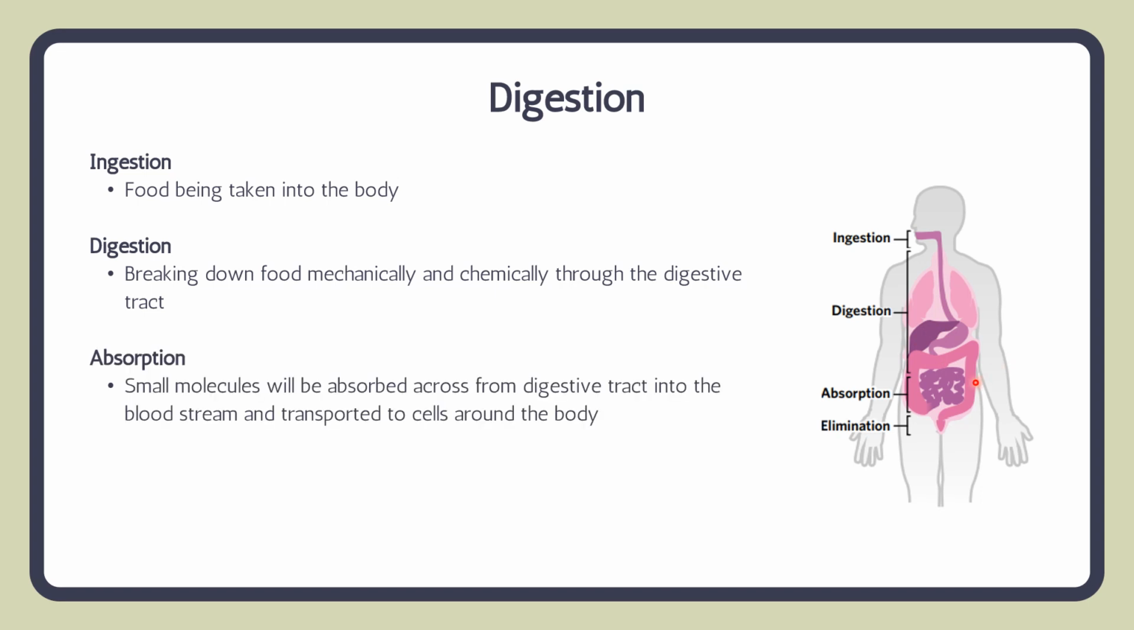Then we have absorption. So once your food is broken down into small molecules, it's absorbed through this digestive tract into your bloodstream and then transported to different cells all around your body. And lastly, elimination. Right at the end, undigested parts of food are eliminated from the body as feces.